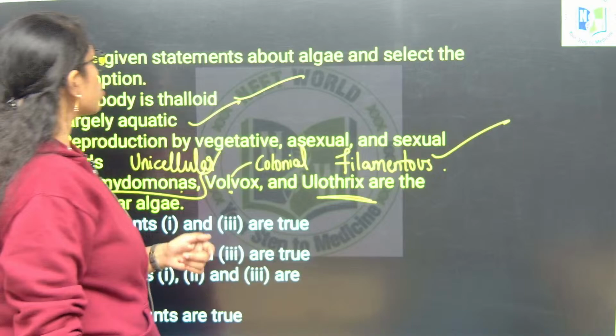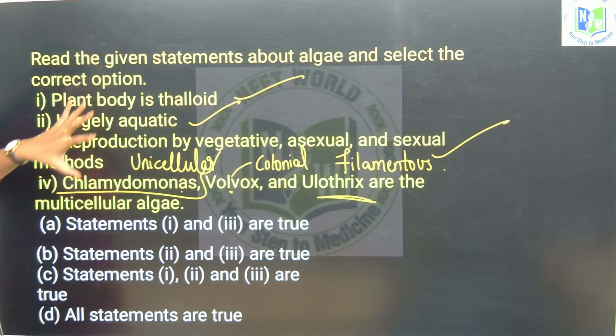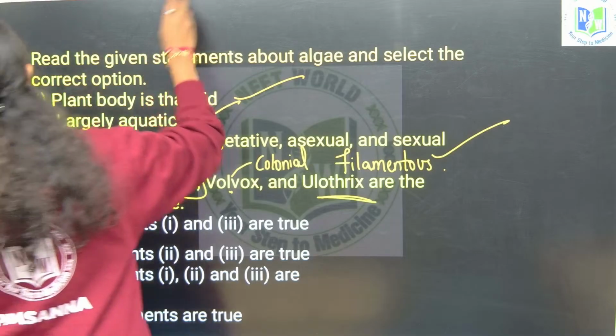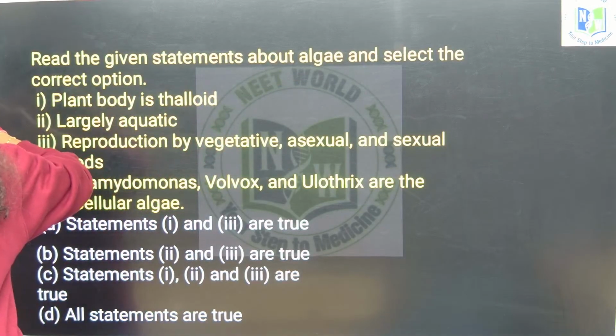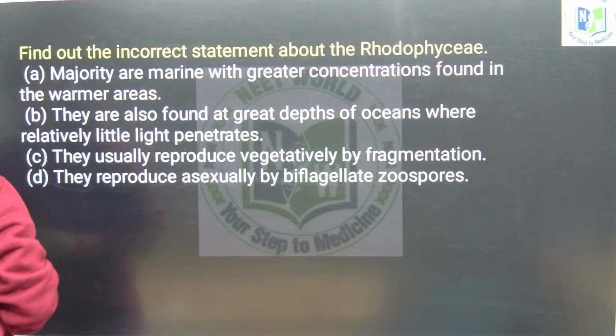So here which option do we have to take? Read the given statements about algae and select the correct option. The right set of statements over here is 1, 2 and 3. We will go with option C. Next question. Keep responding. Yes, Tanveer, you can ask. What is the doubt?